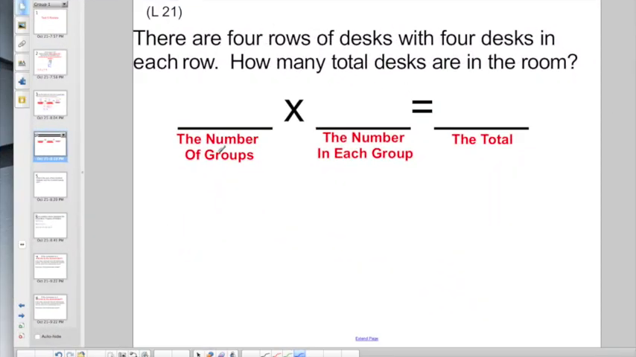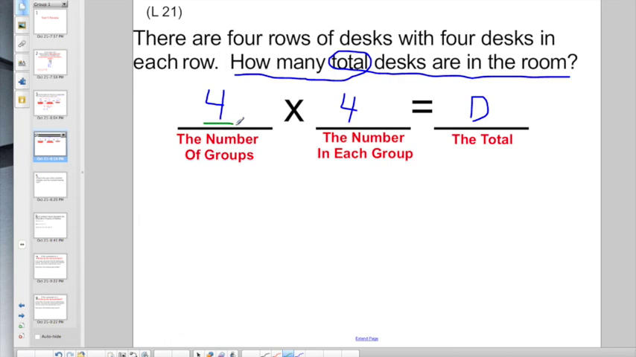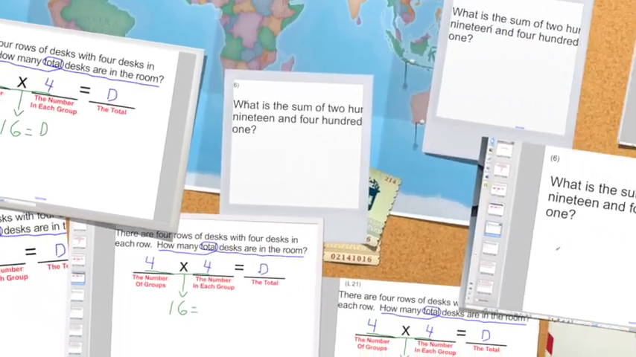Let's try another one of these. Also, number of groups times the number in each group gives us the total. There are 4 rows of desks with 4 desks in each row. How many total desks are in the room this time? If you didn't catch it, here's your clue word right there: they want us to find the total. In this case, put your variable over here. 4 rows of 4. Rows is the number of groups, and 4 desks in each row is the number in each group. One of those that's so simple it's hard. I have terms to combine right off. What's 4 times 4? That should be 16. Then I have my equal sign, and then my D. 16 equals D.